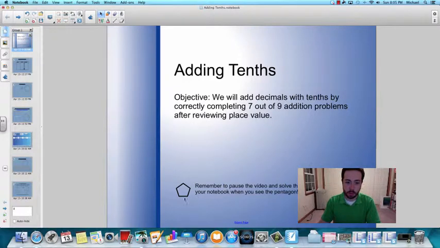It's also important to notice here, whenever they see the pentagon, they're asked to pause the video and solve this problem in their notebook. That way they're not just watching and listening, they're actually trying something and practicing. Then once they restart the video, the explanation of that exact problem will be there, to clear up any clarifications and make sure they did it the right way.